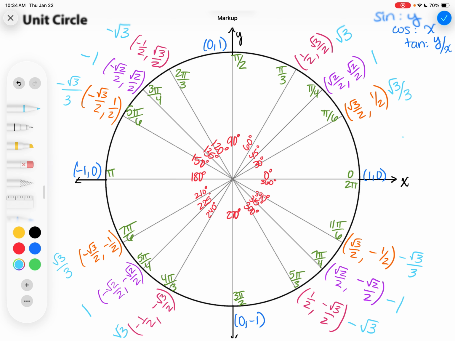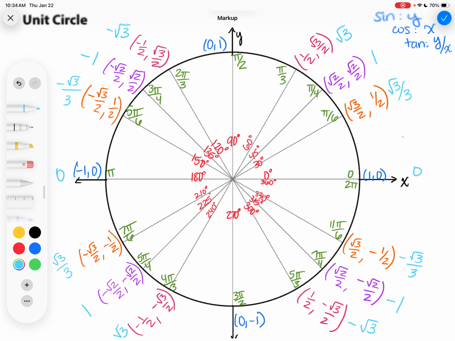All right, so I haven't finished putting all my tangent values. I still have 4 more tangent values that I have not done yet. We've got to do the axis points. So y over x. This one right here, 0 divided by 1 is what? 0. 0 divided by negative 1 is what? 0. So on the x-axis, the tangents are both 0.